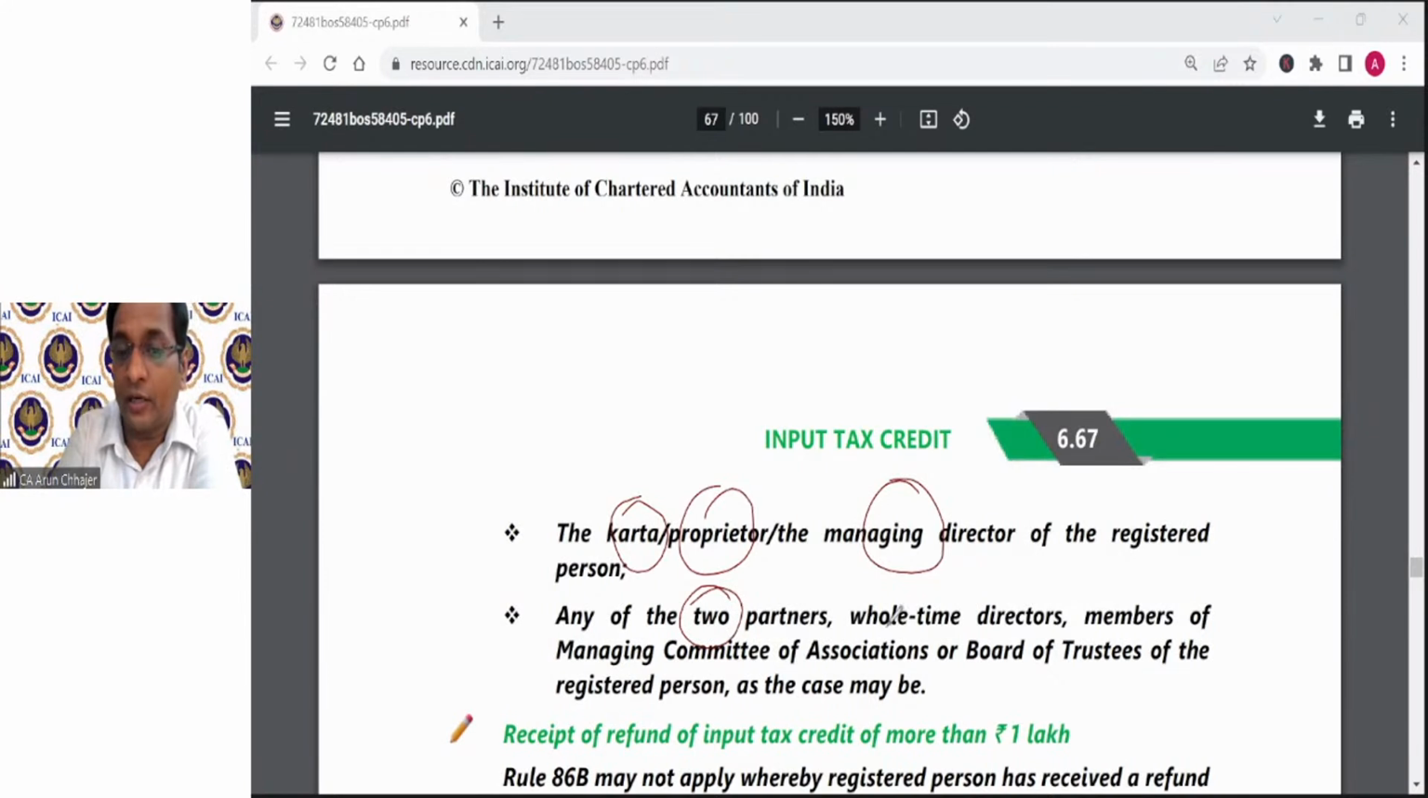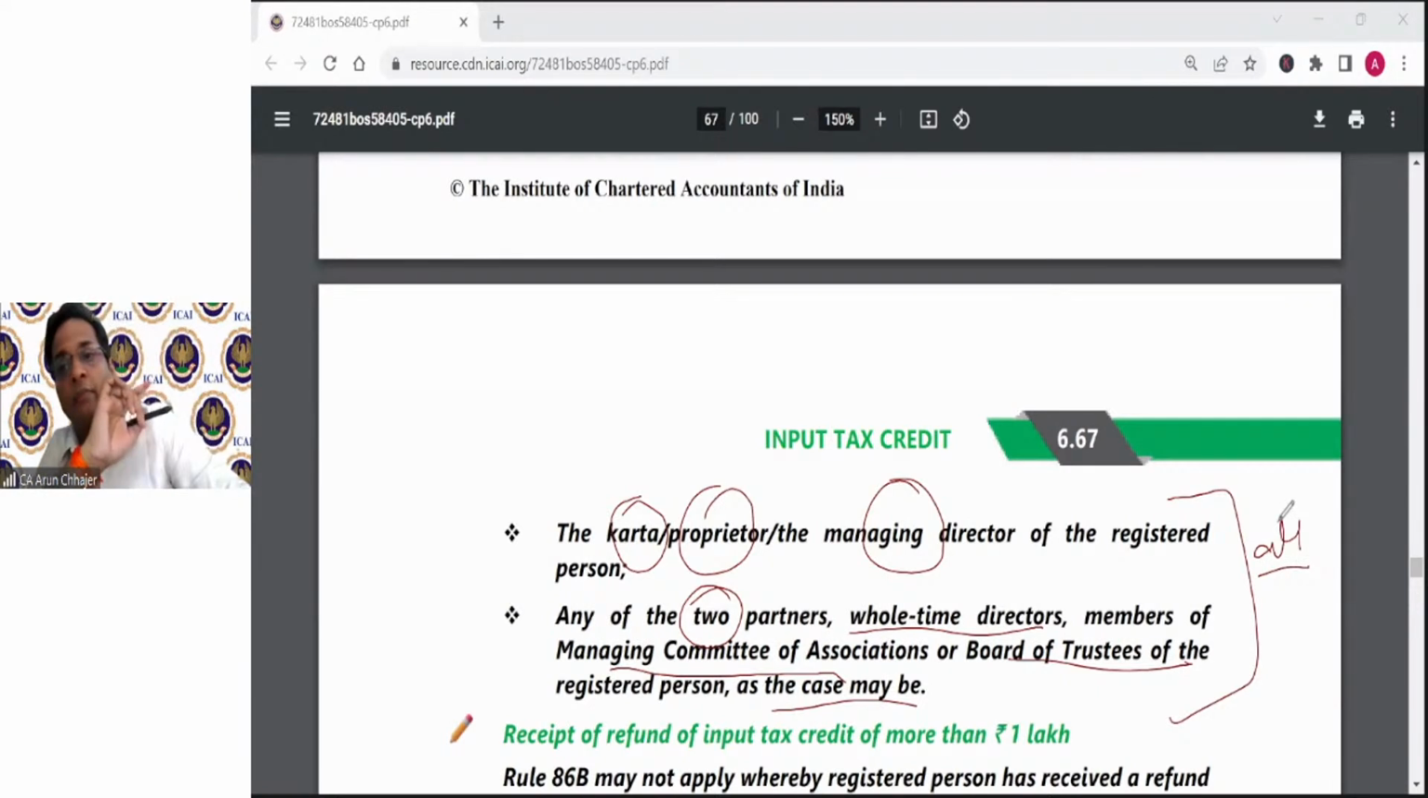Okay. So if it is a registered person, then he himself, or even Karta, proprietor, managing director, any of the 2 partners, full-time director, member of the managing committee of association, board of trustee, as the case may be. So you should remember all these names. And if a question is being asked, then you can put these names in the exception when the 1% criteria will not be applicable.